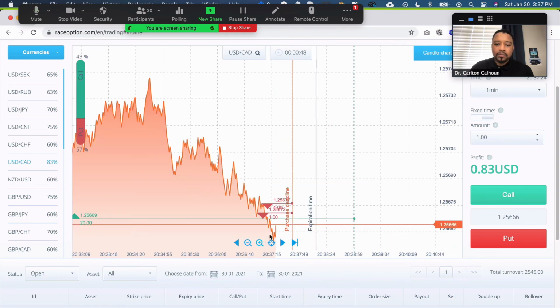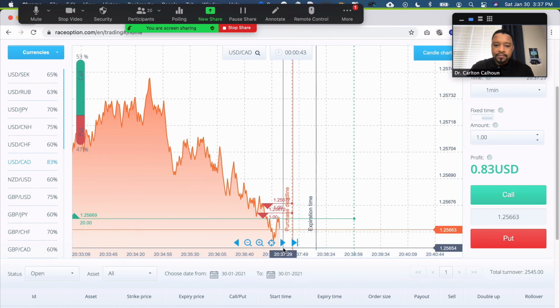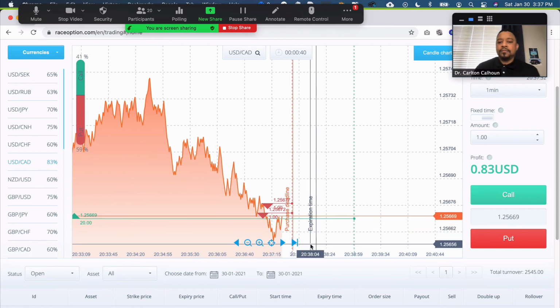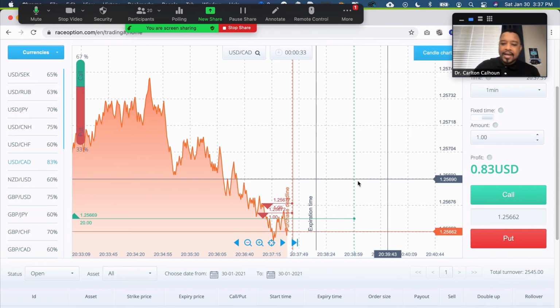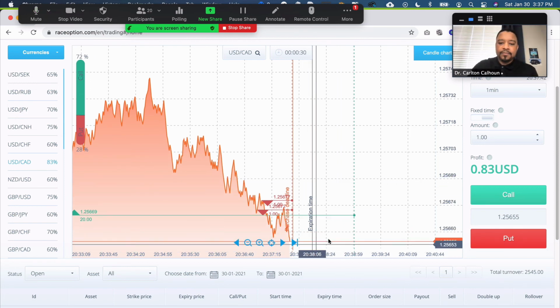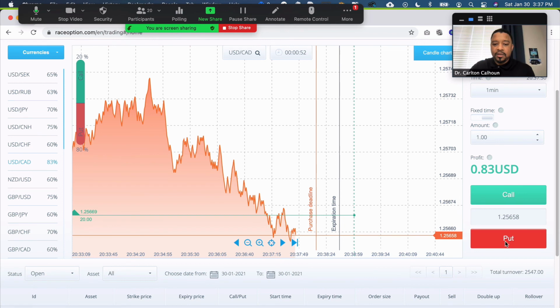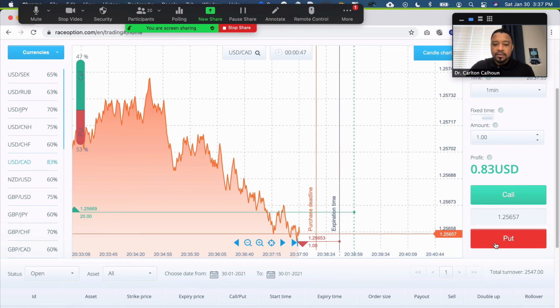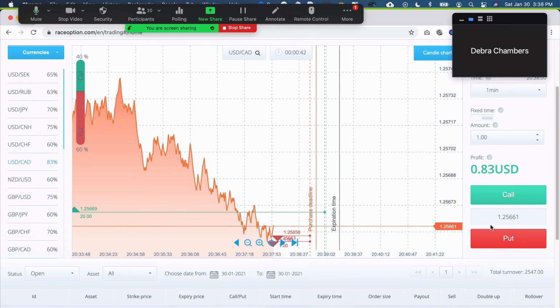So you can zoom out. See my expiration time? So 5 minutes would have been perfect. That's why I said it's a crapshoot on the time. So I won those 2 puts, so that's good. Let's put some puts in right there. Put, push it up.